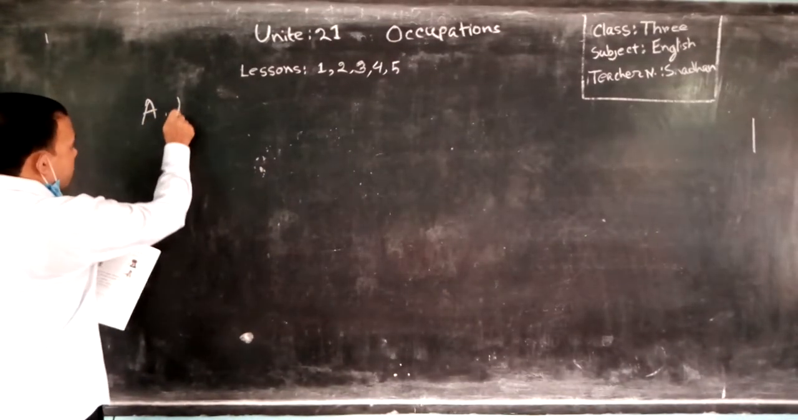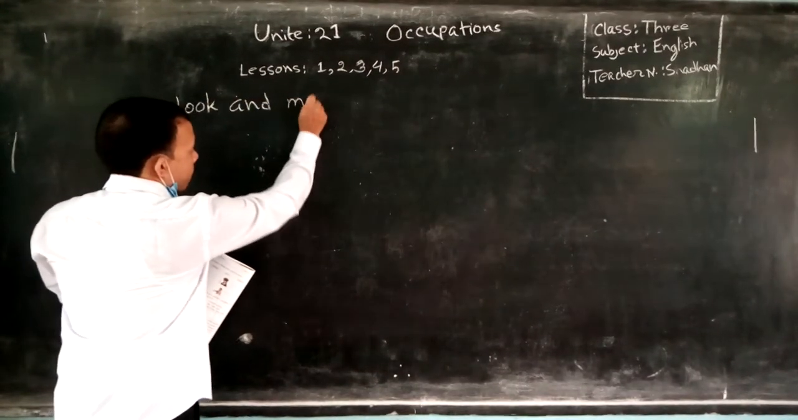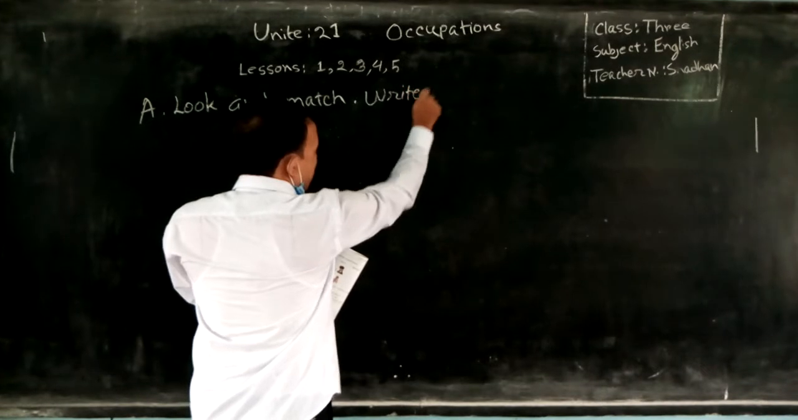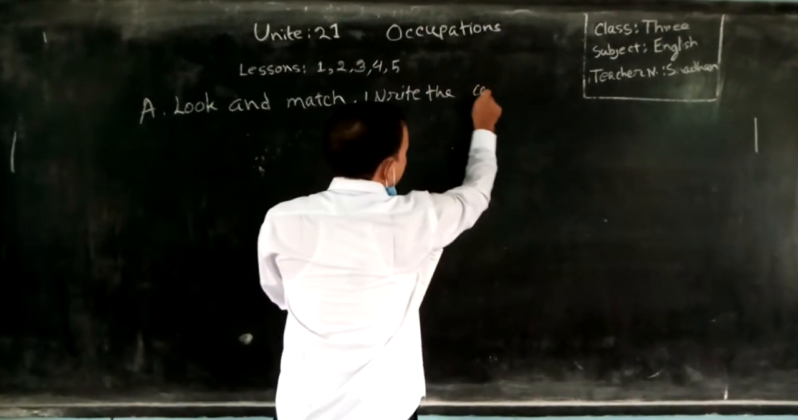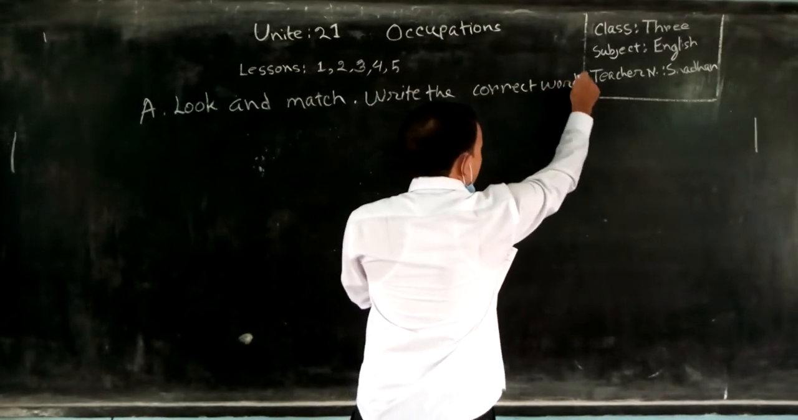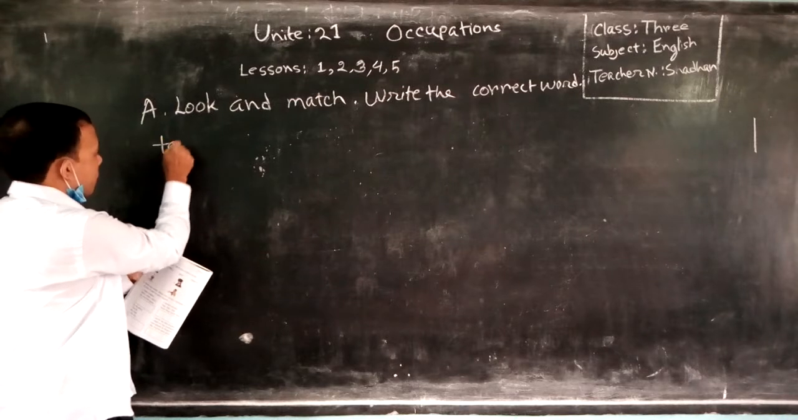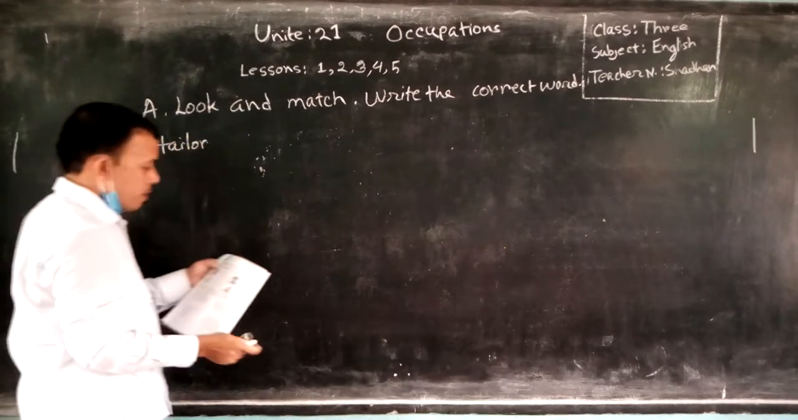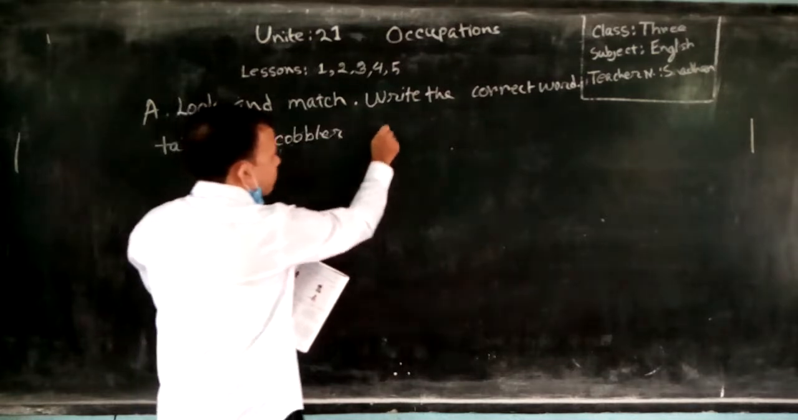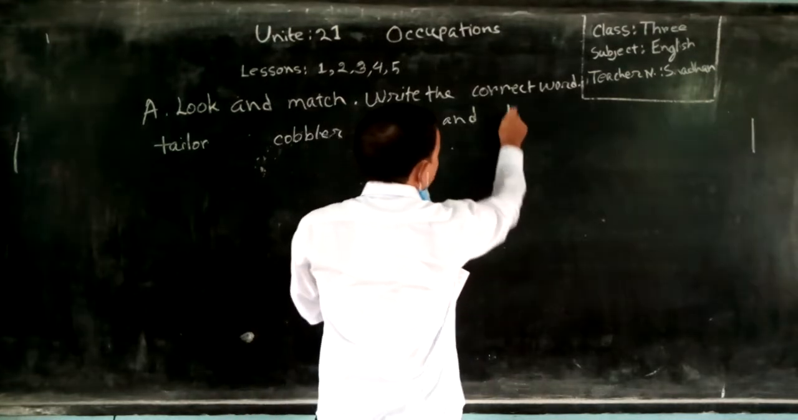A. Look and match, write the correct word. First word is tailor. Then cobbler. After that, pilot, and last one, teacher.